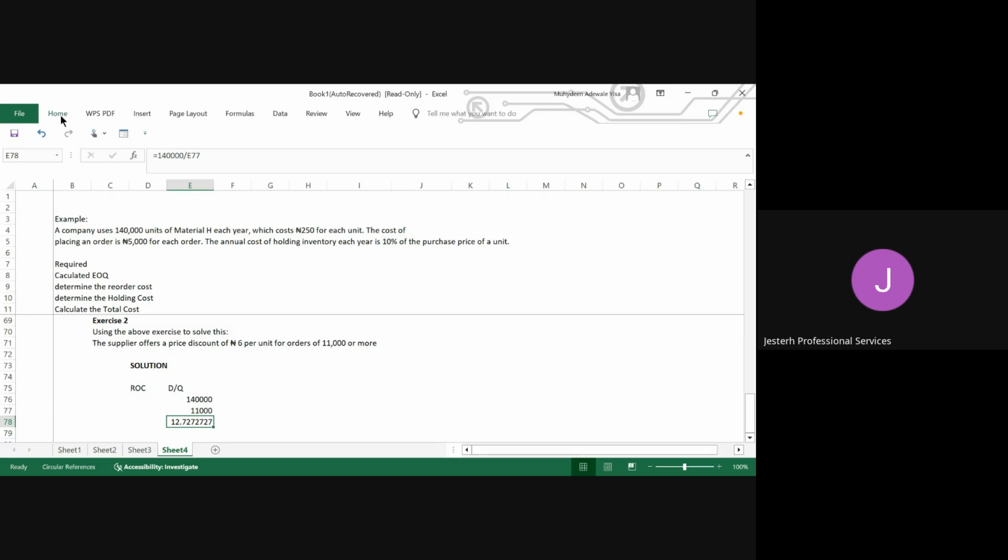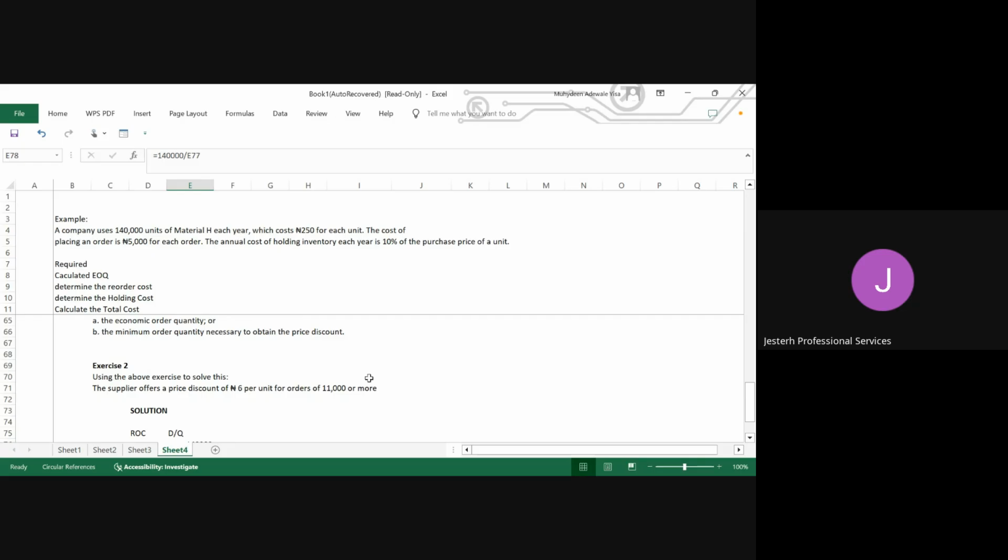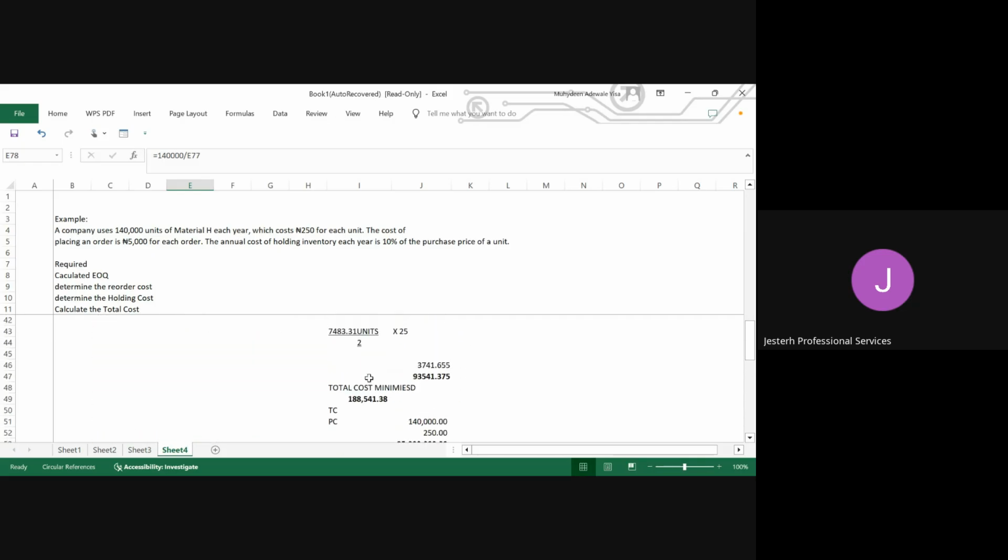Now it means instead of the company placing their order 19 times, if they want to follow the discount that the supplier is going to give them, they are only going to make 12 orders. We can approximate it to 13 orders to meet their annual demand.